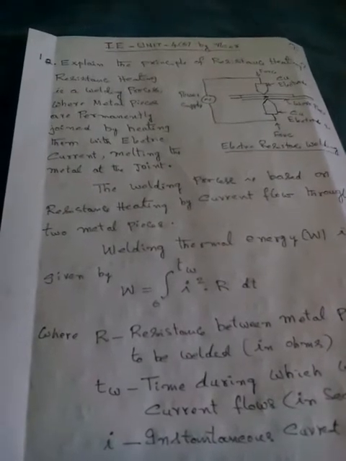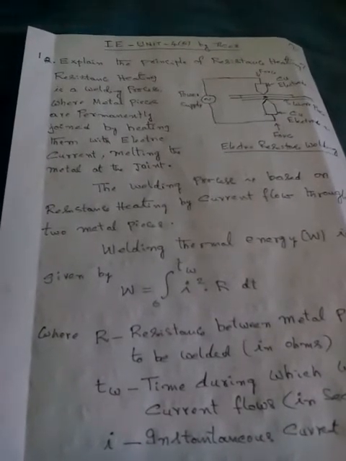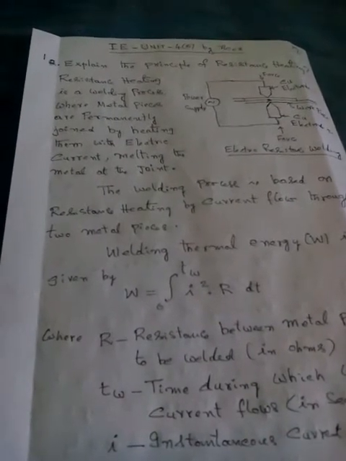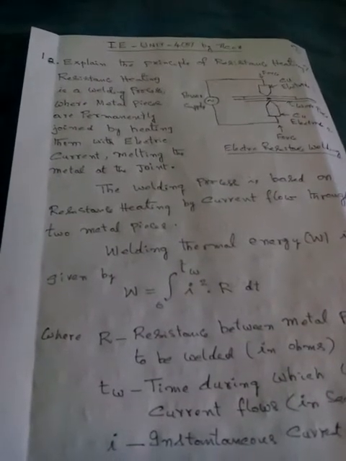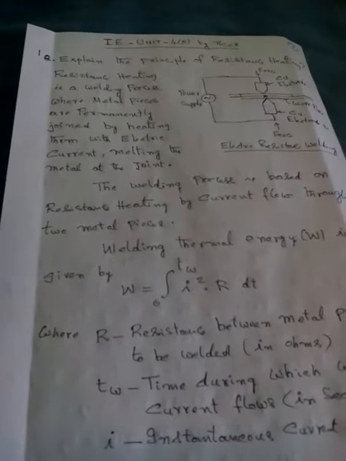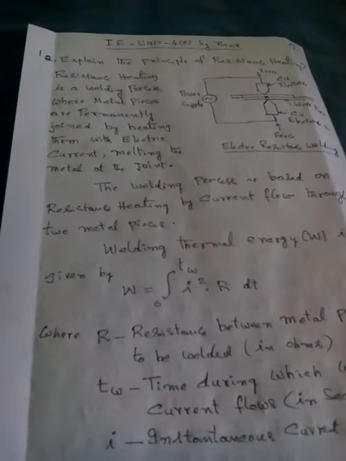As the diagram indicates, electric resistance welding. Resistance heating is a welding process where metal pieces are permanently joined by heating them with electric current, melting the metal at the joint.